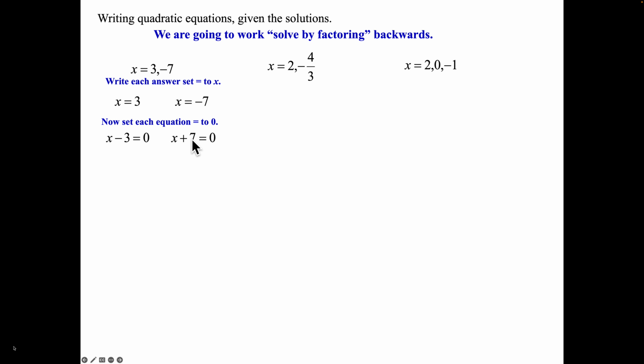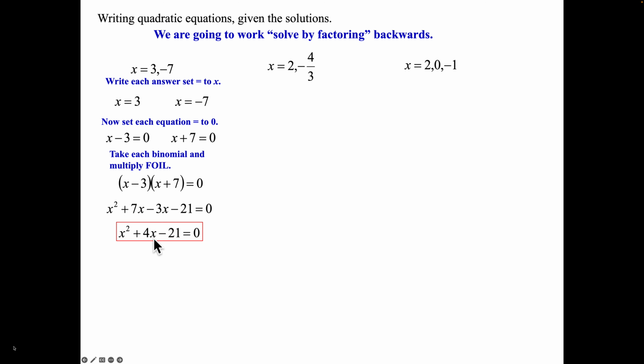You probably remember that when we're solving by factoring. Then we're going to take those two parentheses, bring them together, and FOIL it out. x times x is x squared, x times 7 is 7x, minus 3 times x is minus 3x, minus 3 times 7 is minus 21. Combine your two middle terms. 7x minus 3x is a positive 4x. This is the quadratic equation that you are looking for. Okay?